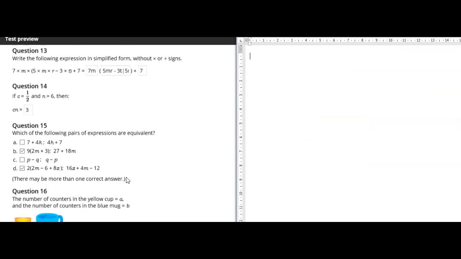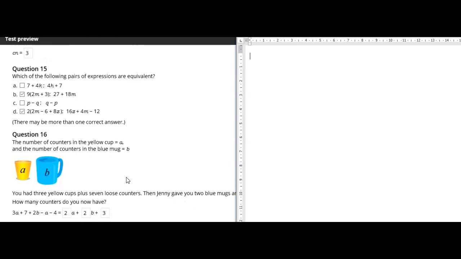All right, let's have a look at question 15. Which of the following pairs of expressions are equivalent? Okay, so equivalent means they equal the same thing. So the first one, we've got 7 plus 4k and 4h plus 7. So we've got different pronumeral parts, the k and the h, unless they were equal to the same thing. They haven't said that k and h are equal, so they're not equivalent.